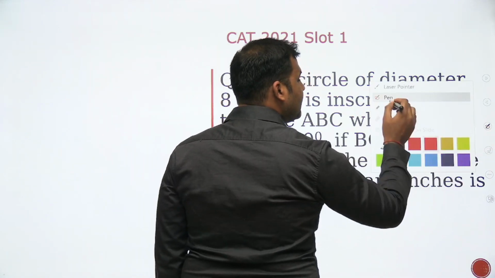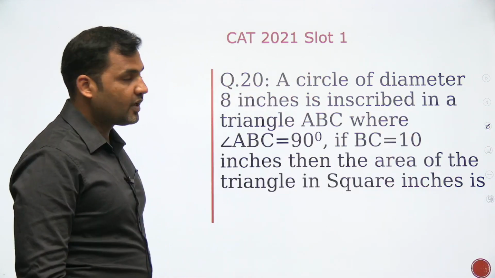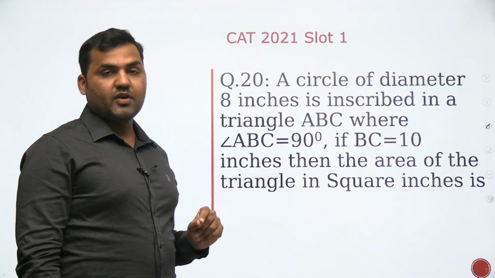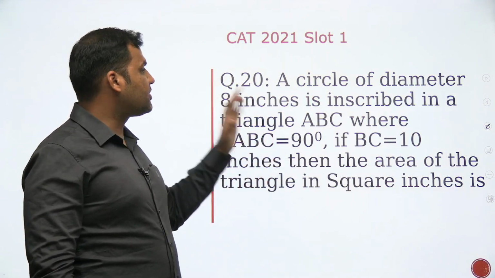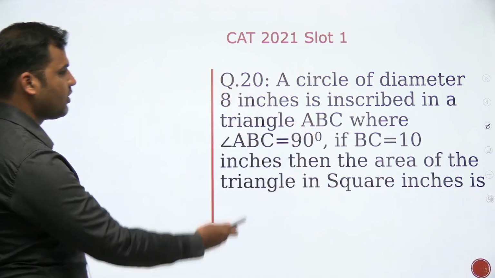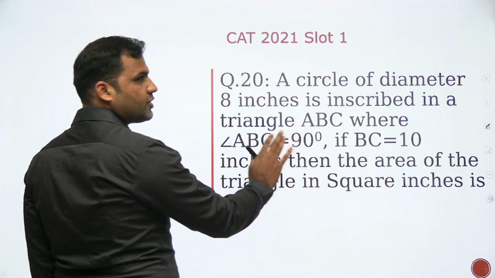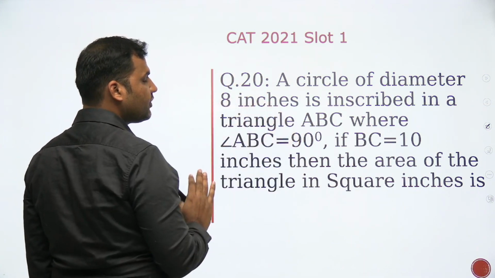Guys, this was the easiest of all the topics of CAT 2021 slot 1. So in the CAT 2021 exam, of all the topics, if there was any topic that was the easiest, then those were the questions of geometry. Look at this question, guys. You need 15 to 20 seconds to answer the question once you are done with reading the question.